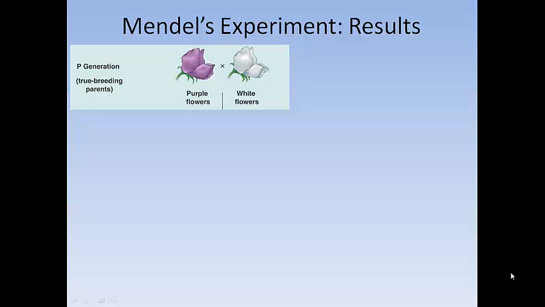So here are Mendel's experiments. He took pea plants that produce purple flowers, always purple flowers and no other color, and he mated those with pea plants that produce white flowers, only white flowers, and no other color flowers. This is called the P generation, or parent generation.